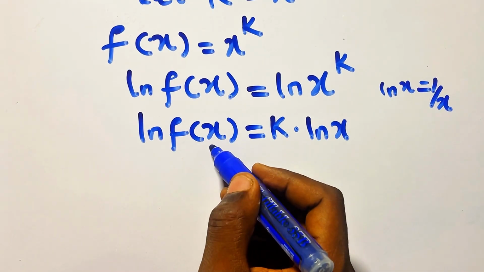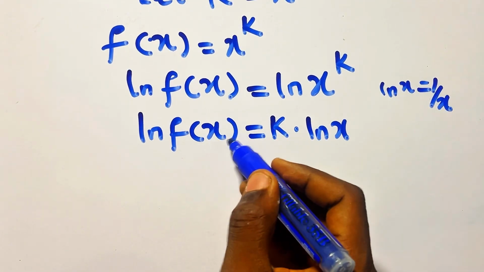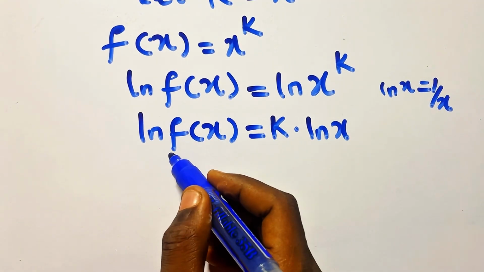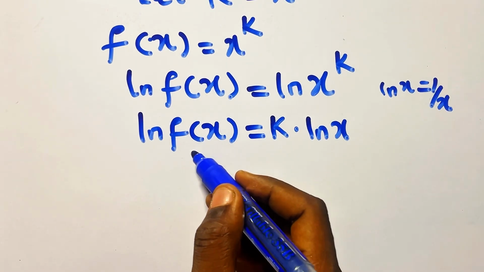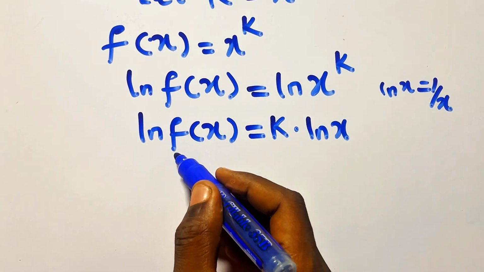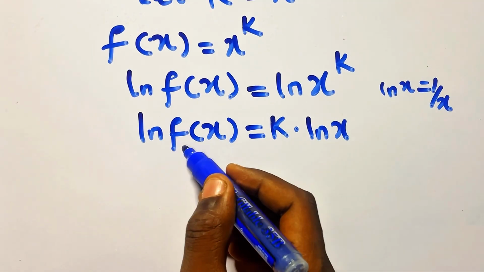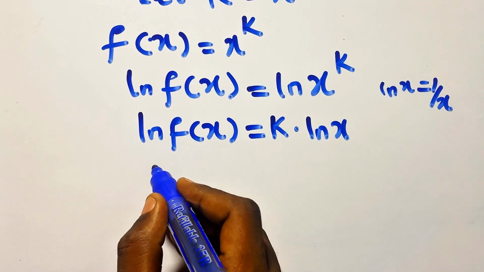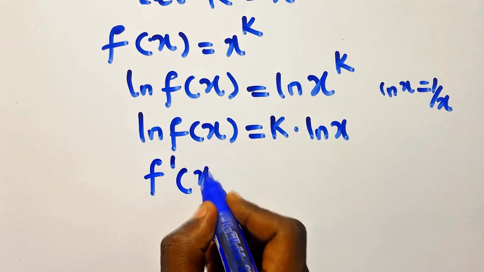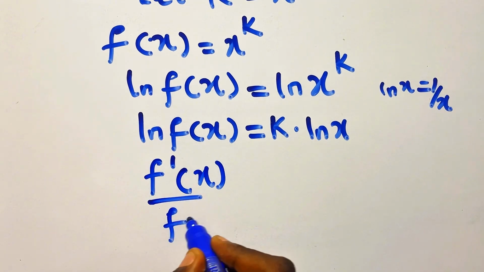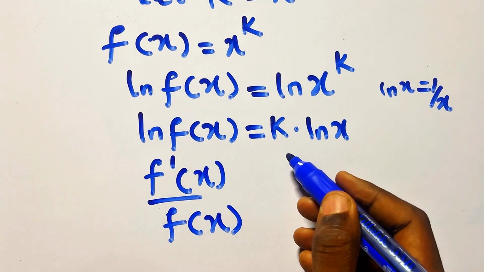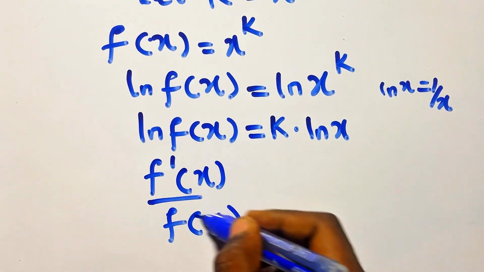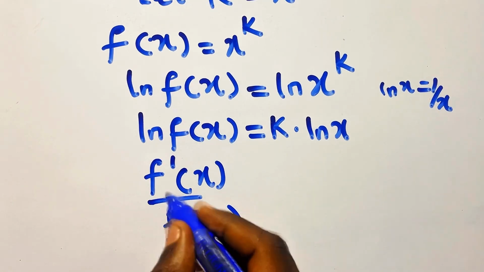But there's something you have to note here: f of x is a function on its own, and there is another function, which is ln here. Anytime we differentiate, we will be adding another derivative, and since the argument is a function, we are going to have f prime of x divided by f of x. I hope you get that. You also have to know that we can use the chain rule for this.